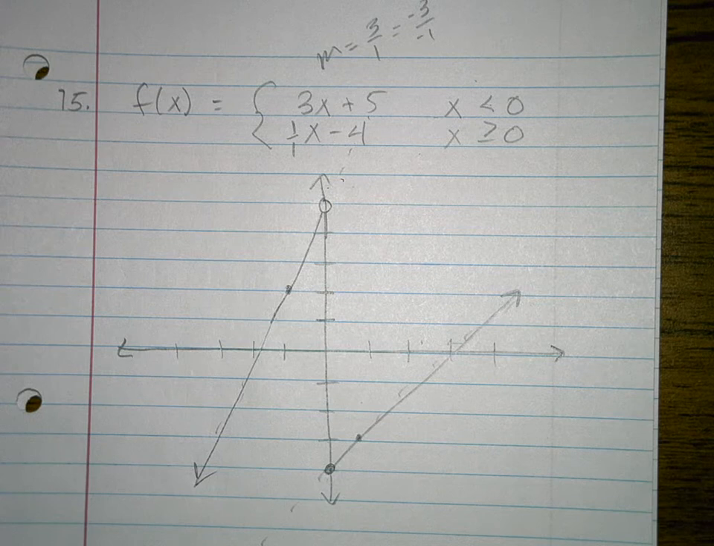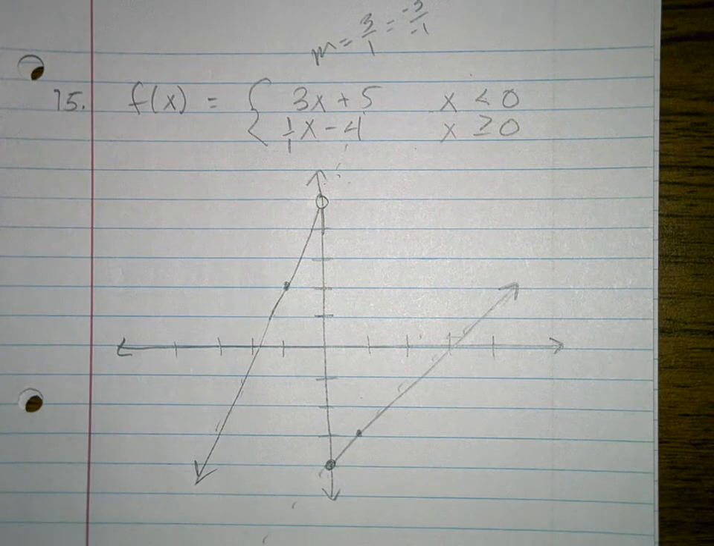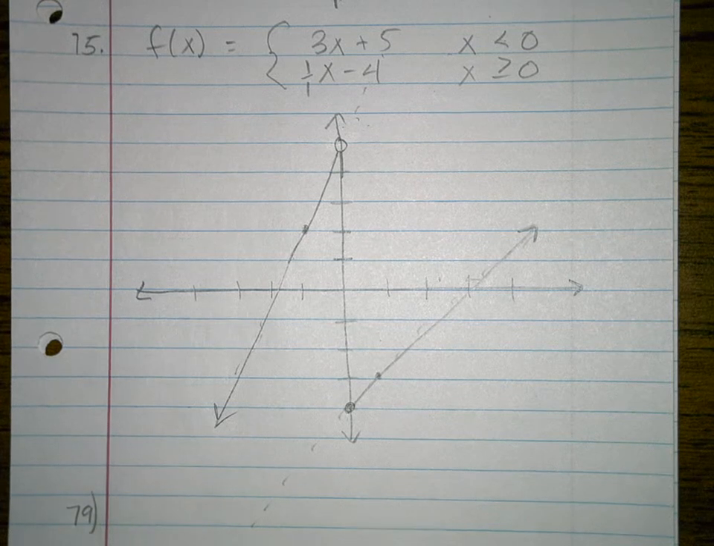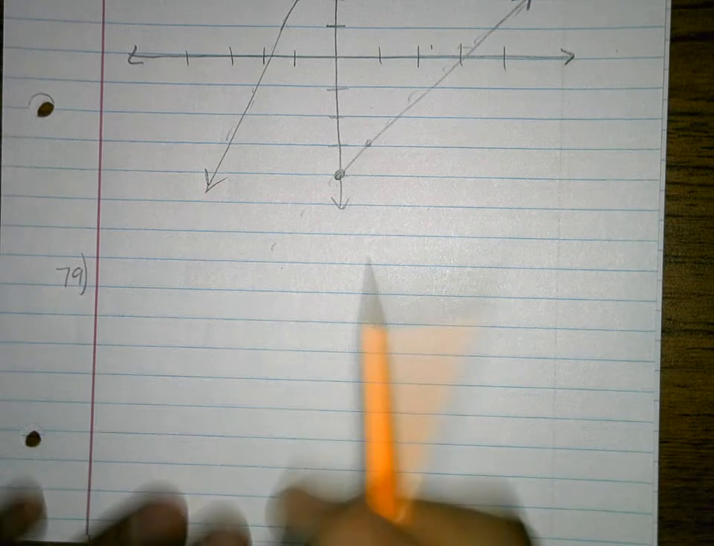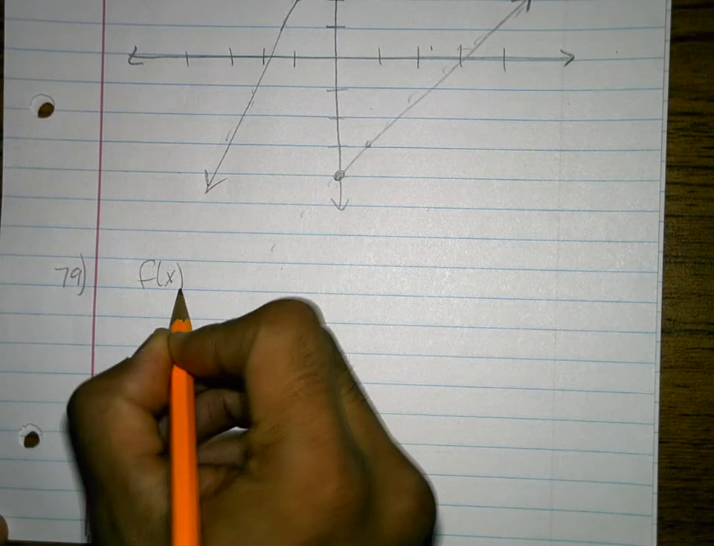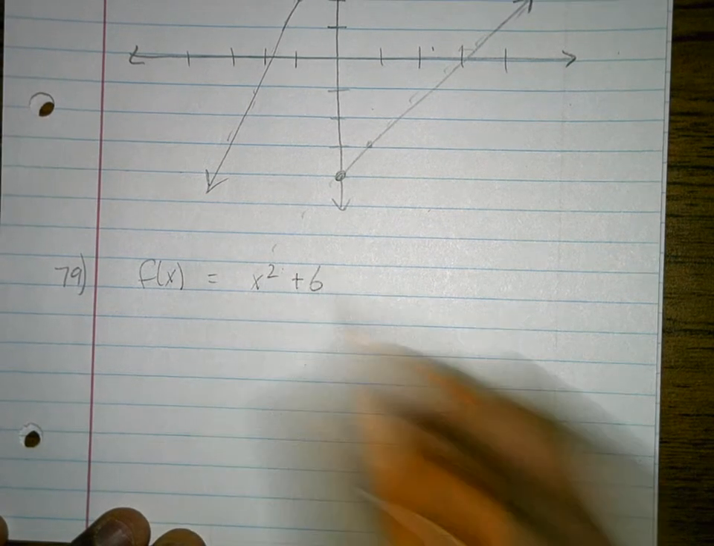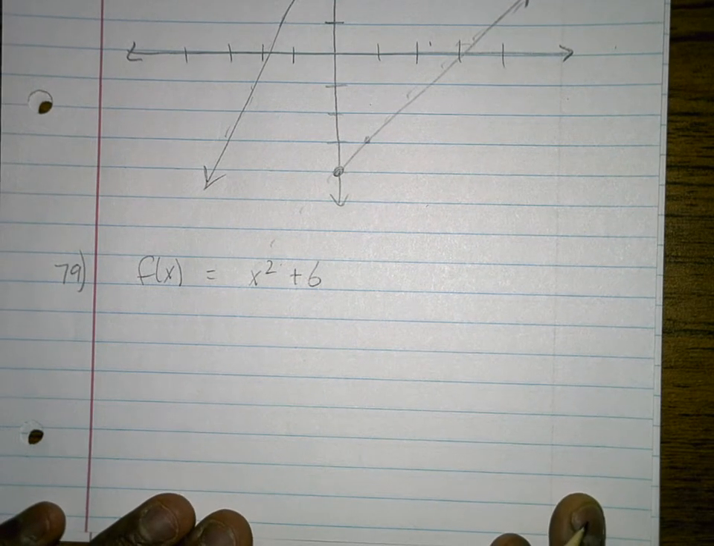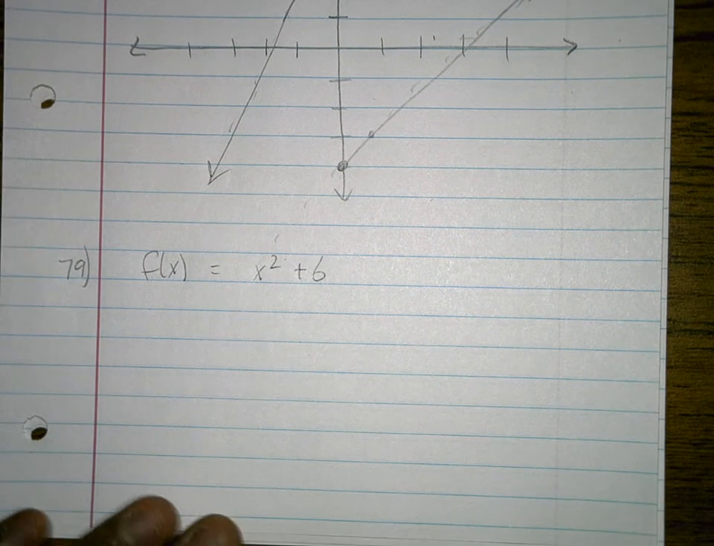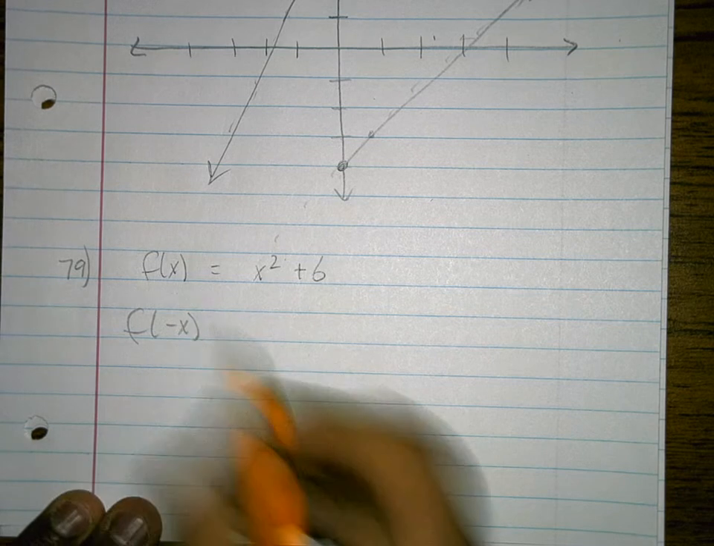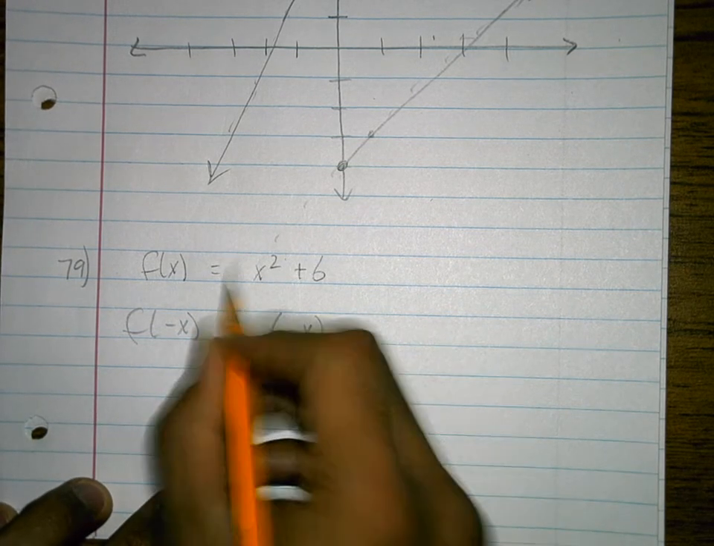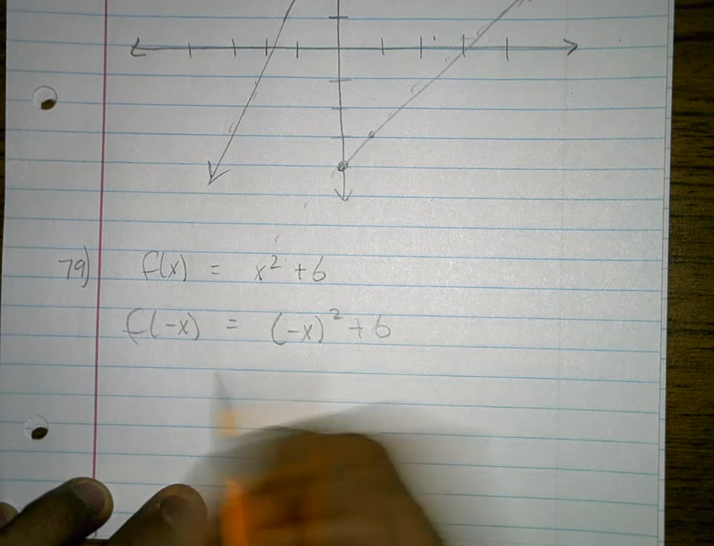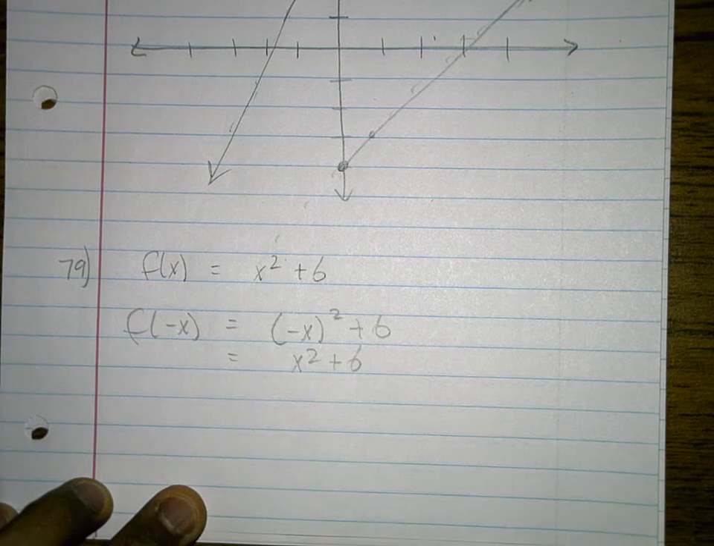Number 79. F of x equals x squared plus 6. We want to determine if it's odd, even, or neither. And so I'm going to plug in f of negative x. And remember, if the signs, I'm talking about the signs right here, don't change, then it's even. Okay, so that's even.